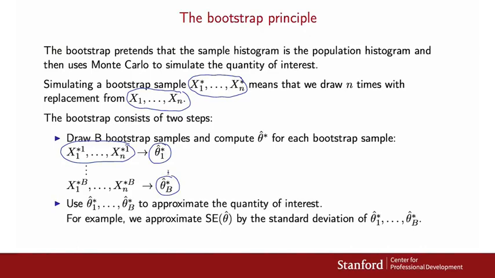Then we use these 1,000 copies to approximate the quantity of interest, just as we did in the example of Monte Carlo simulation. For example, we would approximate the standard error of theta hat by the standard deviation of these 1,000 estimates. So in other words, the bootstrap uses two approximations. In the first approximation, it replaces the population histogram by the sample histogram. In the second approximation, it does Monte Carlo in order to approximate a quantity by the law of large numbers.